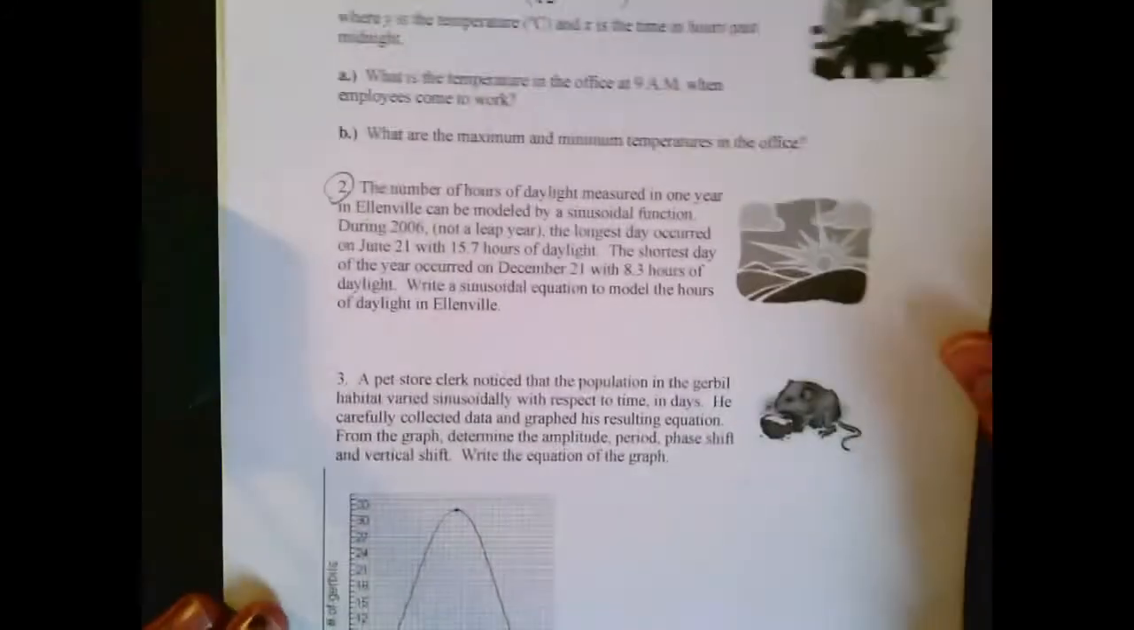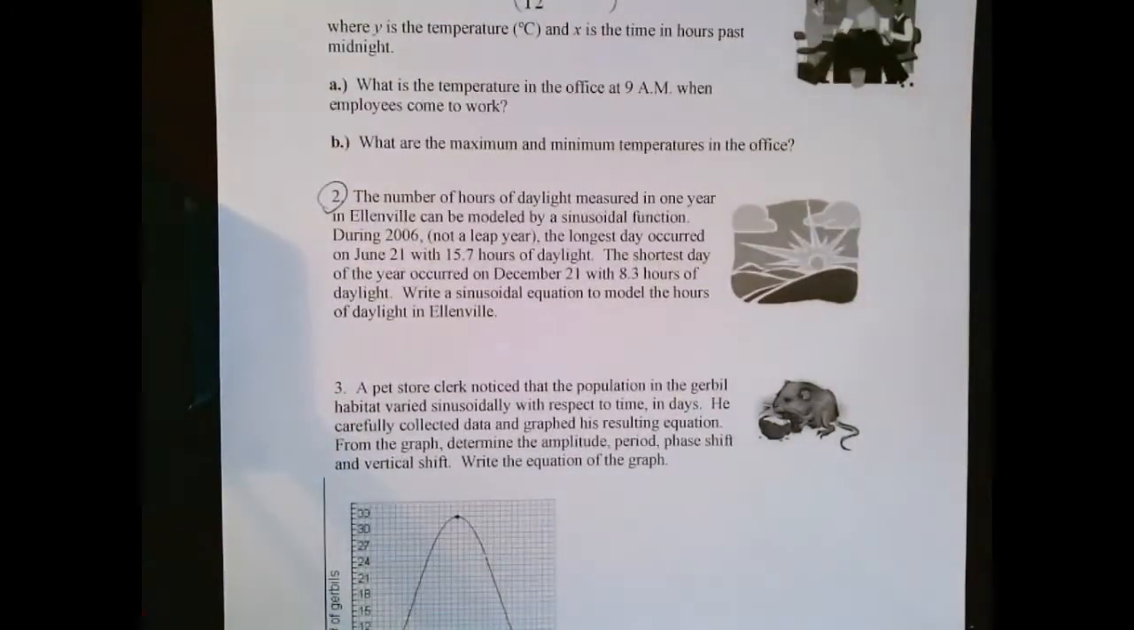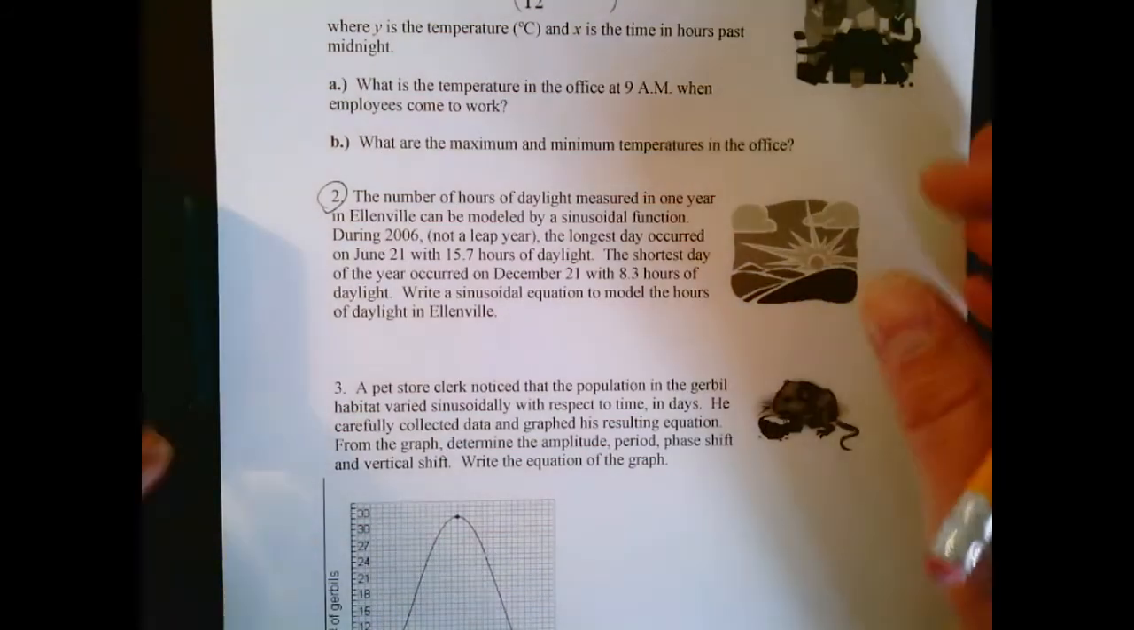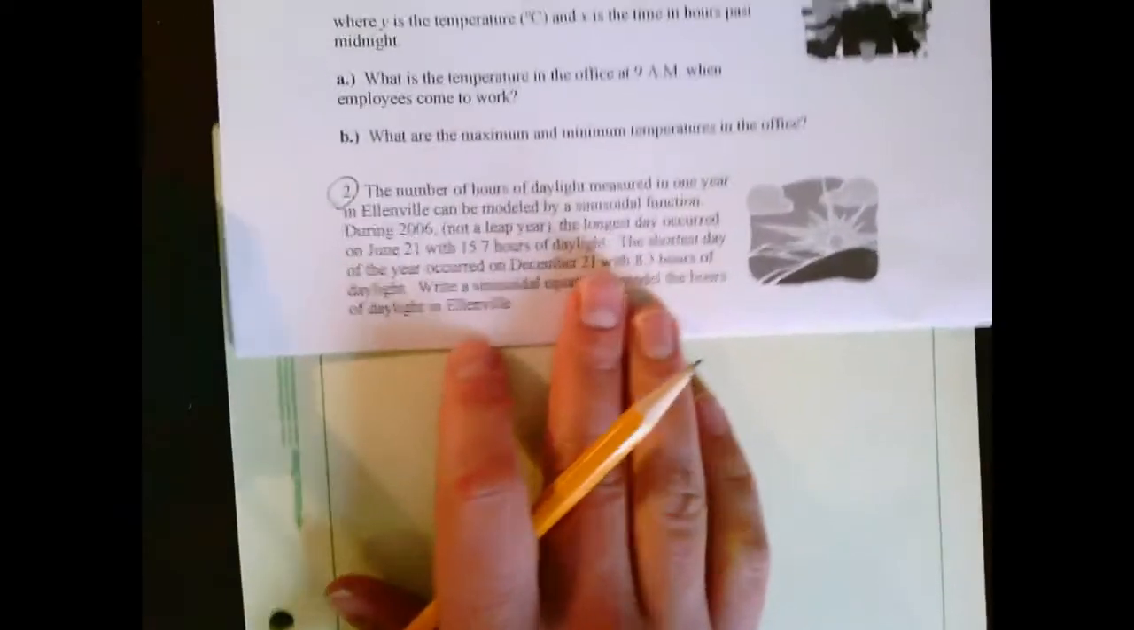Number 2 says the number of hours of daylight measured in 1 year in Ellenville can be modeled by a sinusoidal function. During 2006, not a leap year, the longest day occurred on June 21st with 15.7 hours of daylight. The shortest day occurred December 21st with 8.3 hours of daylight. Write an equation. I'm going to bring this to the top so we can take a look at it as we're doing this.